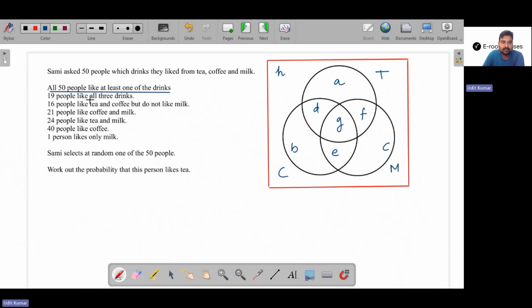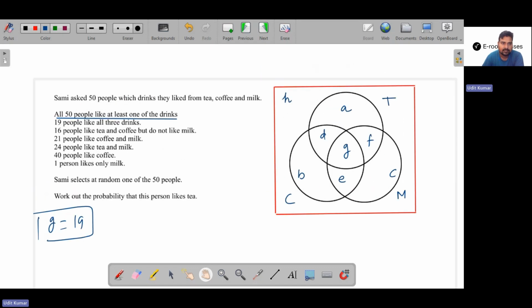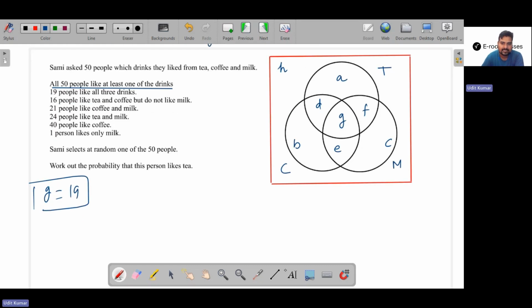Now, 19 people like all 3 drinks. What does it mean? It means that G is 19, because this is the intersection of all three circles. And there are a total of 50 people, so A plus B plus C plus D plus E plus F plus G, and H is anyway 0, should be equal to 50. That's your equation 1. Then from the second statement, it is clear that G is 19.